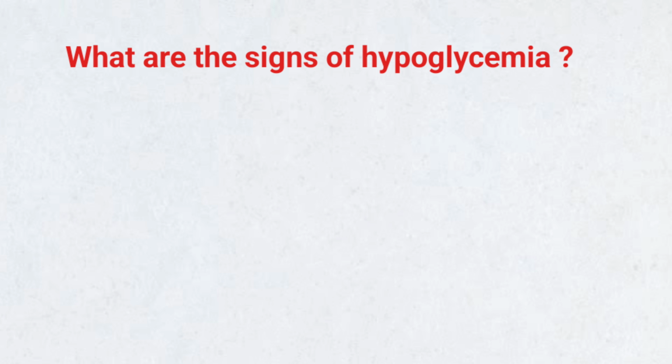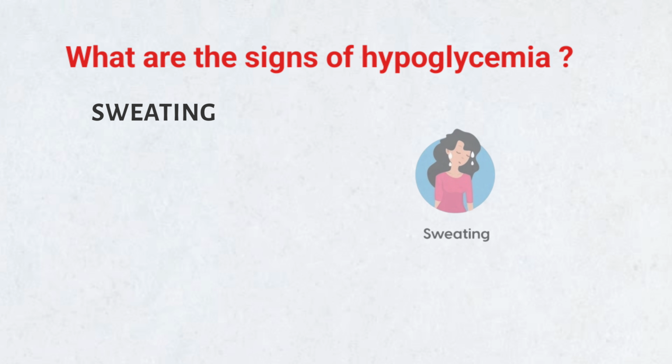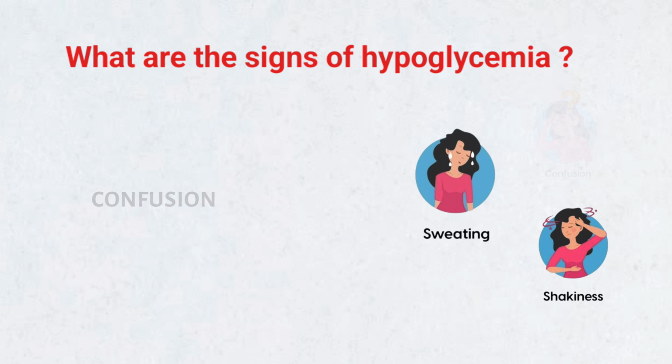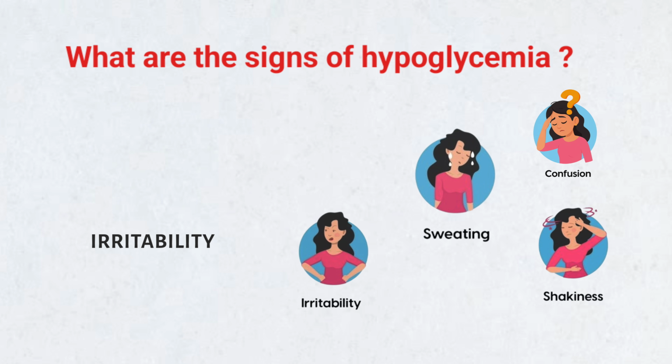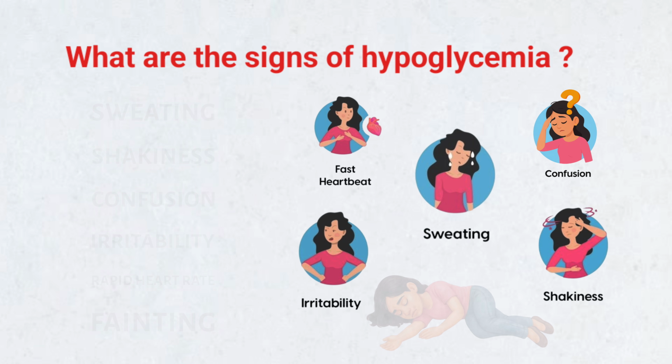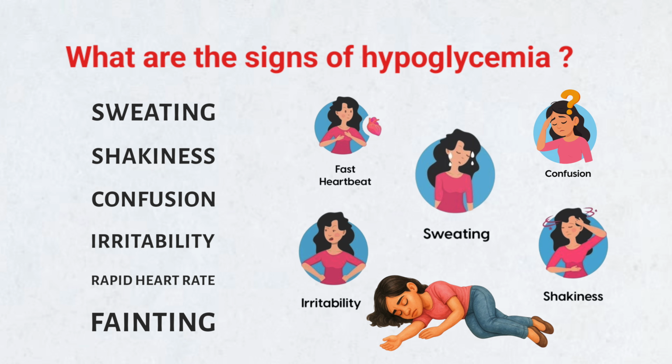What are the signs of hypoglycemia? Sweating, shakiness, confusion, irritability, rapid heartbeat, and fainting are the signs of hypoglycemia.